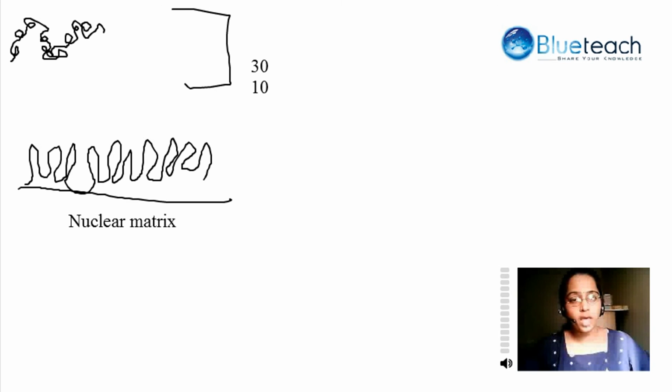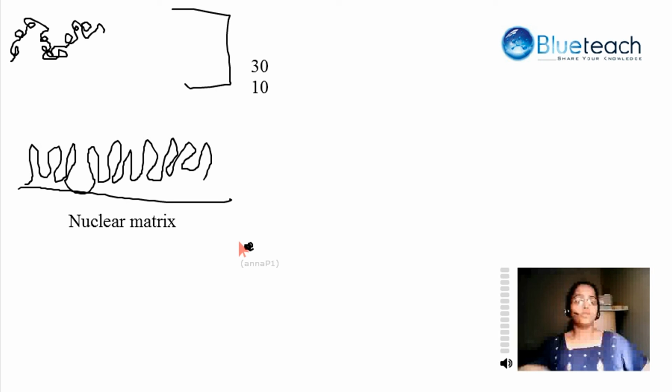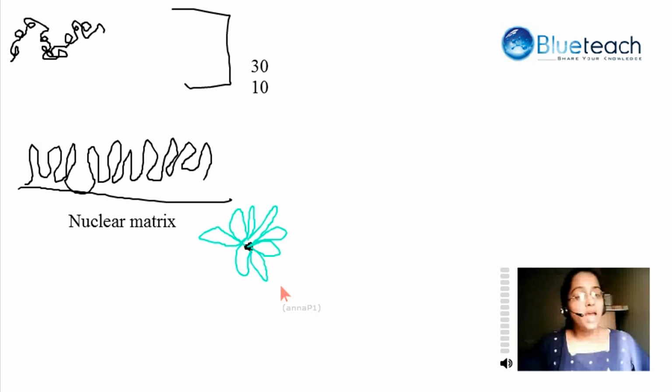Suppose in the center we have the nuclear matrix. Say this is the core of the nuclear matrix, and then we have a number of loops. So such will be the appearance of a mini band, and many mini bands together form a compact chromosome.